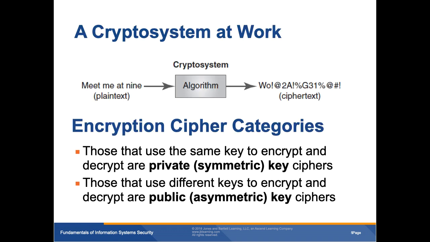A crypto system at work: so you have "meet me at 9" as our plain text. We send it through the algorithm or the cipher, and we come out with this unreadable, illegible ciphertext. It's encrypted. For encryption ciphers, we have those that use the same key to encrypt and decrypt, which are private or symmetric keys. And those that use different keys to encrypt and decrypt are asymmetric keys. They're different.